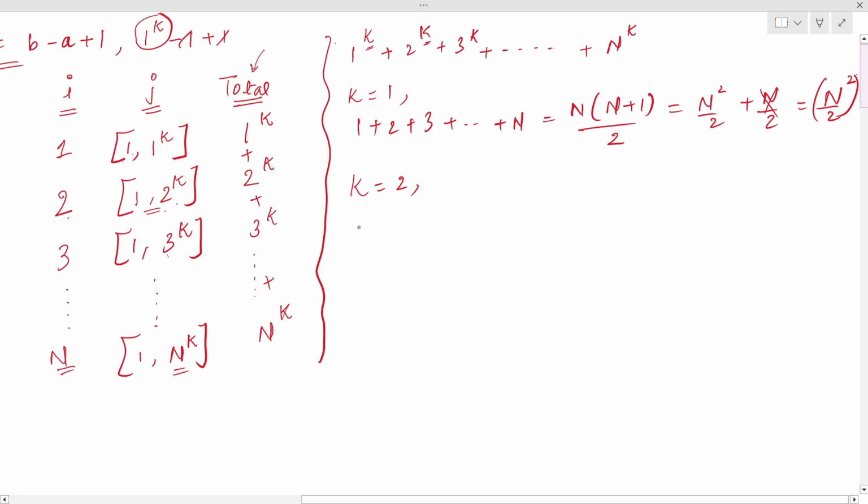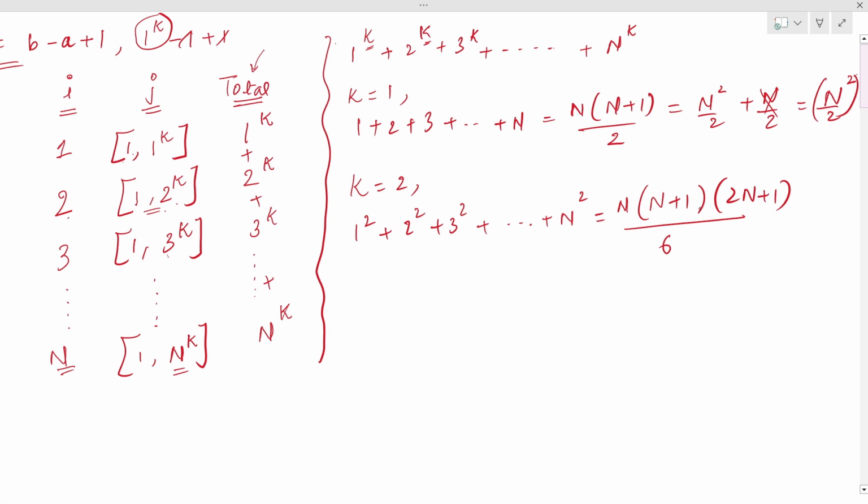Similarly, for k equal to 2, what is the thing? 1 square plus 2 square plus 3 square, and so on, plus n square. So what is the formula for this thing? It is n into n plus 1 into 2n plus 1 divided by 6. This is a basic formula, guys. You know mathematics, right? In mathematics, for the sum of squares, this is the formula.